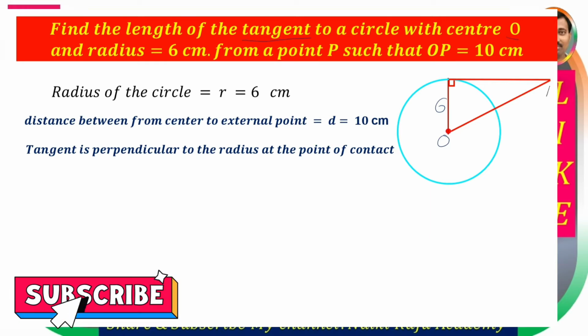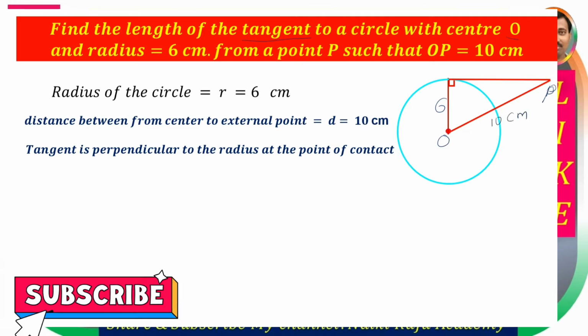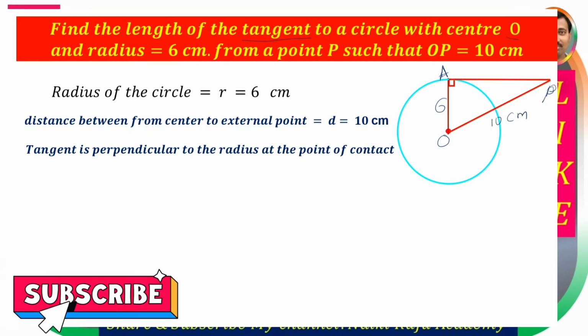Here P is the external point, so OP is equal to 10 centimeters. Find the length of the tangent. Here the point of contact is A. So the tangent is AP, or PA, the tangent of the circle.